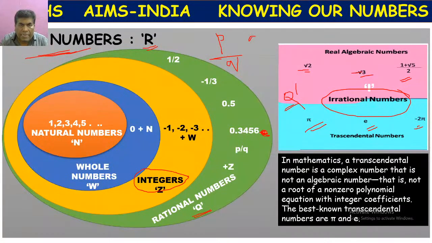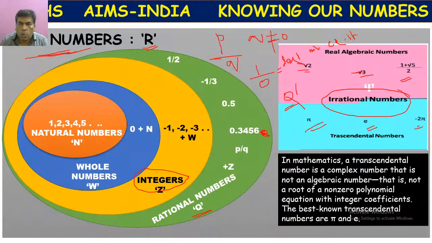But here one condition is very important: q should not be equal to 0. Why? Because if we have 0 in the denominator place, then that value does not exist.